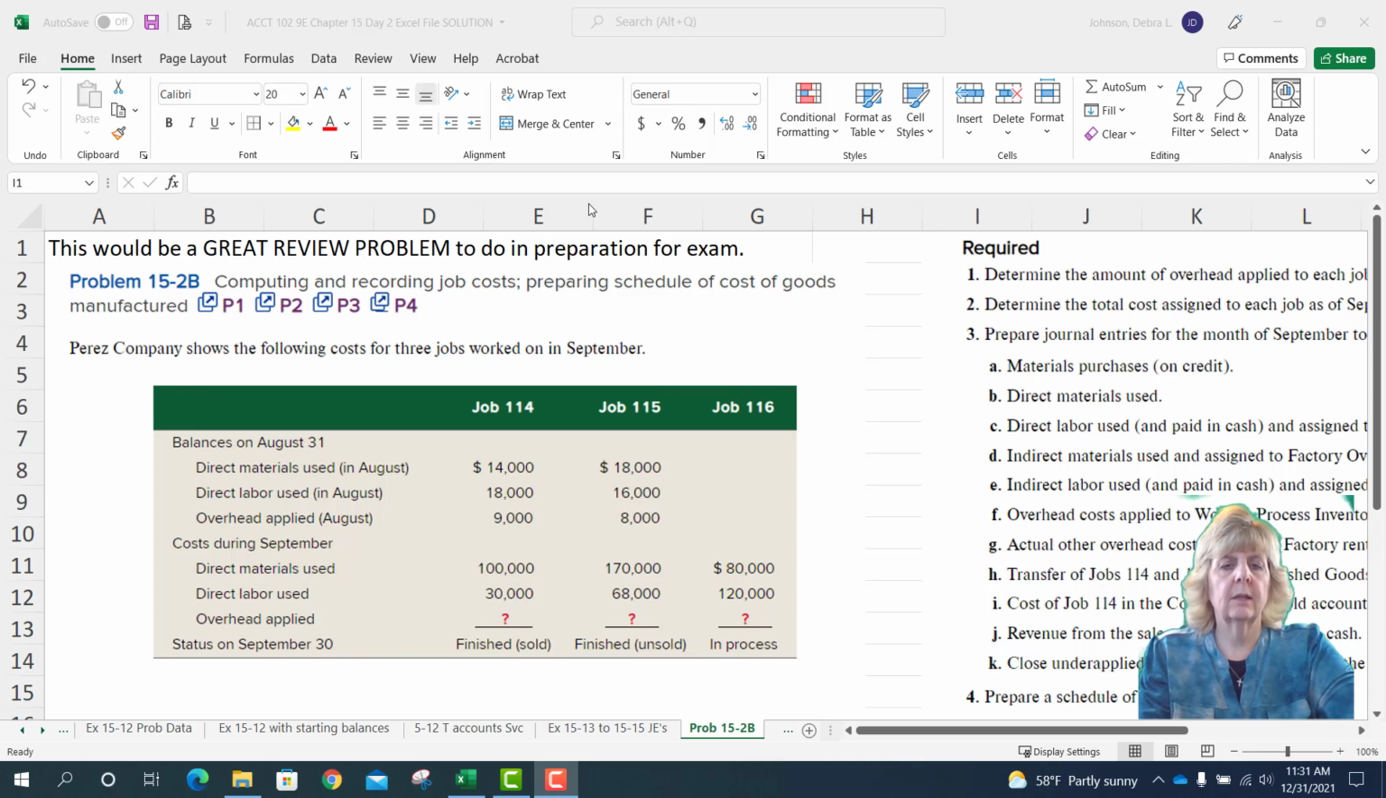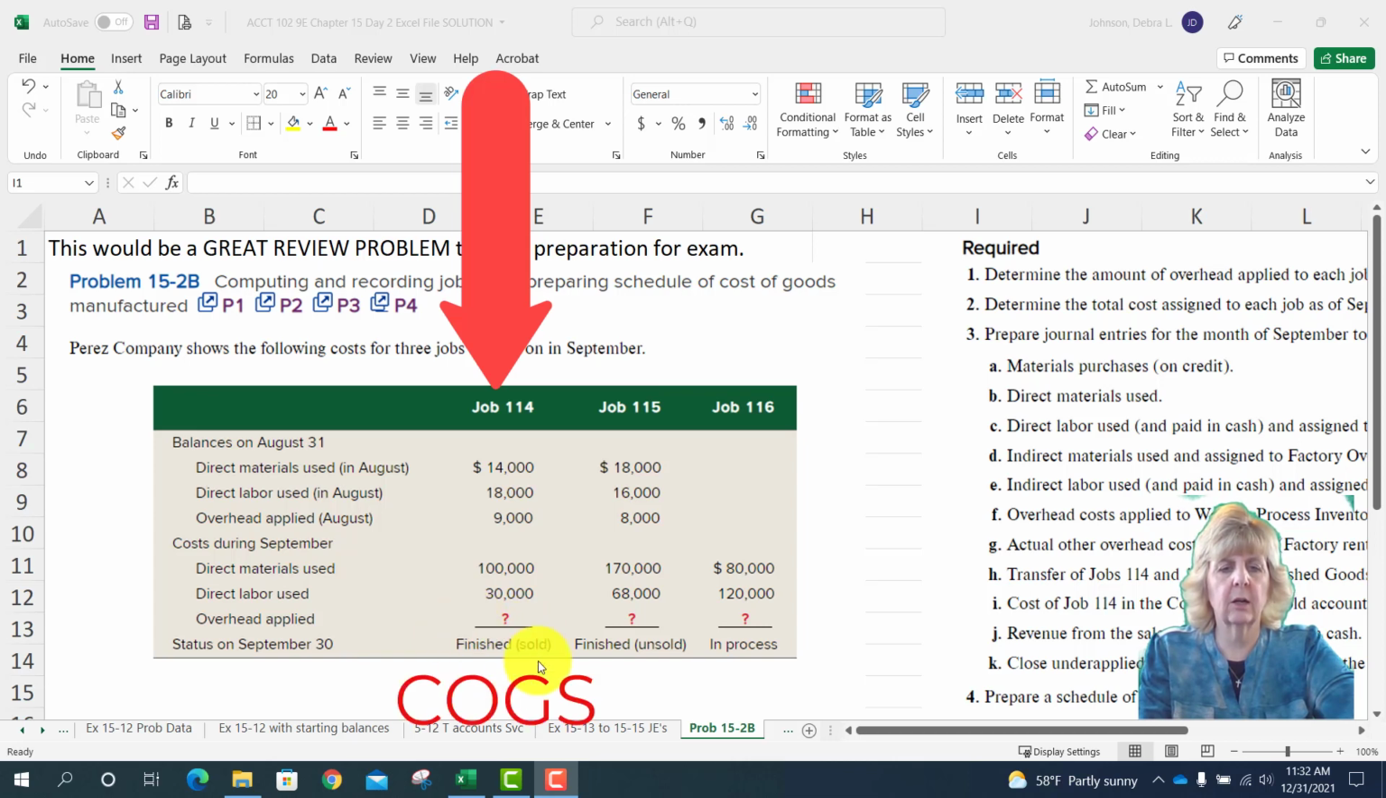We know that in real life, the costs move through the accounting system based on job cards. On this problem, you will see 3 jobs in various stages of production. In fact, if you look at the bottom of the chart, 1 job was finished and sold. That means its costs will be residing in cost of goods sold at the end of this problem.